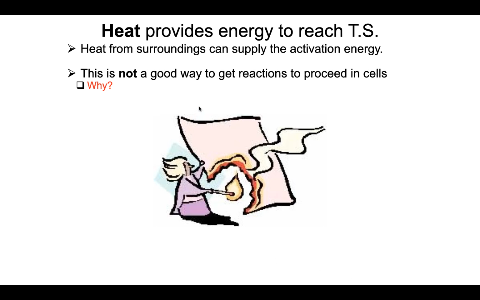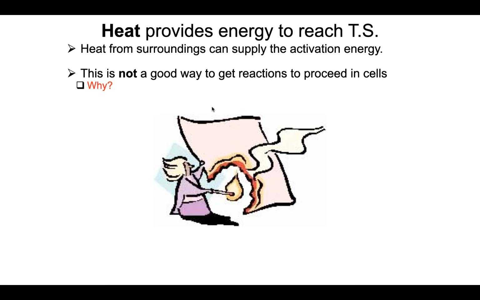And the first is that when you heat up cells, you are going to potentially denature all of the proteins and biological molecules in that cell. So, number one, bad, because you don't want to heat up cells because you're going to denature all your proteins. Number two is heat is not specific.